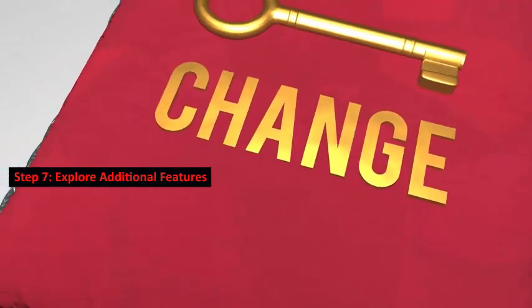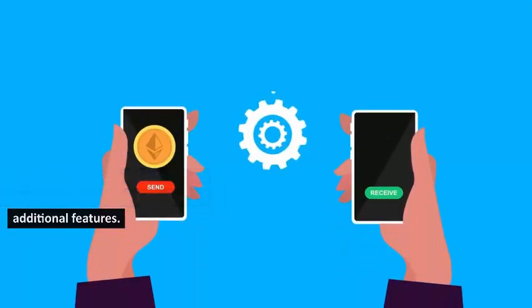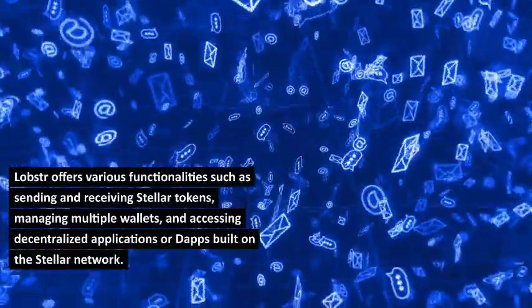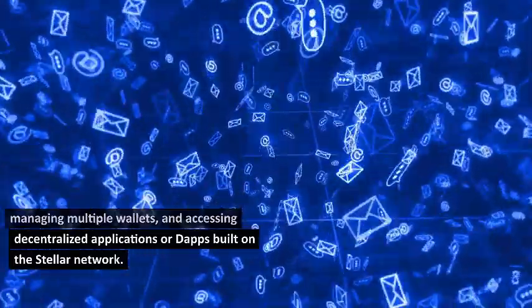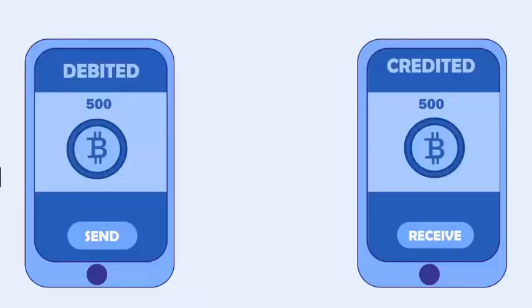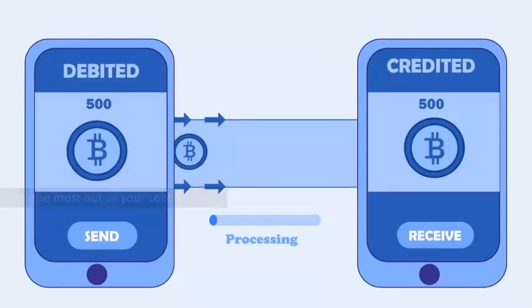Step 7. Explore additional features. Now that your Lobstr wallet is up and running, take some time to explore its additional features. Lobstr offers various functionalities, such as sending and receiving Stellar tokens, managing multiple wallets, and accessing decentralized applications, or dApps, built on the Stellar network. Familiarize yourself with these features to make the most out of your Lobstr wallet.